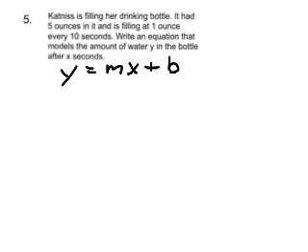We know what y is. Y is the water in the bottle, which is changing, and x is the number of seconds. So we need to know what the rate, m, is, and what the b is. And the b is the amount that's in the bottle to begin with, the starting point. And we need to know, is it gaining, going up, so a positive slope, or is it emptying, going down? Well, it says it's filling, so it must be going up.